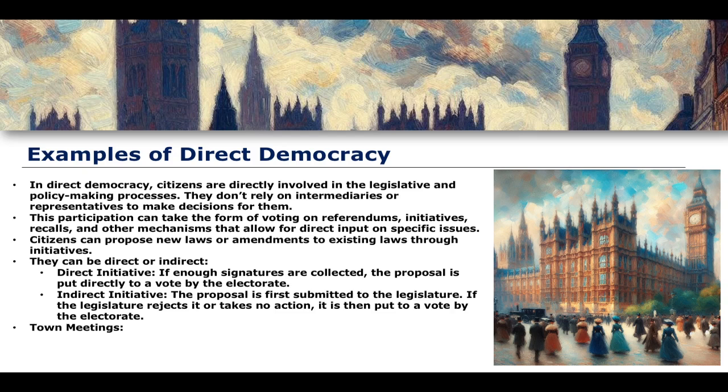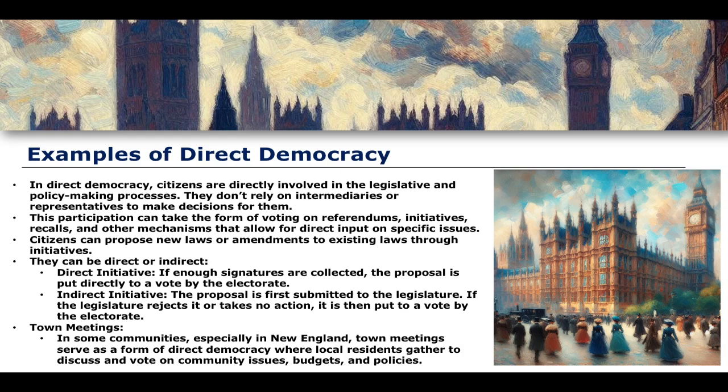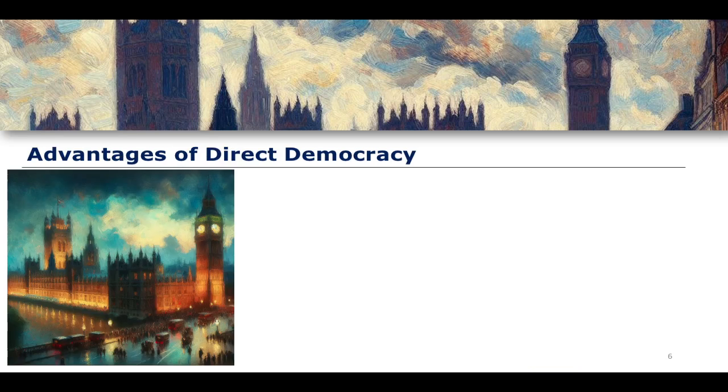Another example of direct democracy can be in town hall meetings. Town hall meetings, some of which still exist, for example in New England, are meetings that serve as a form of direct democracy, where local residents are able to gather to discuss and to vote on community issues, to vote on budgets, to vote on policies, to vote on essentially the future direction of a particular area.